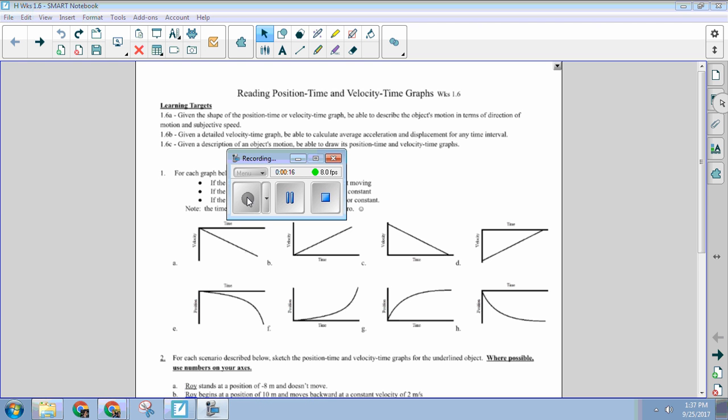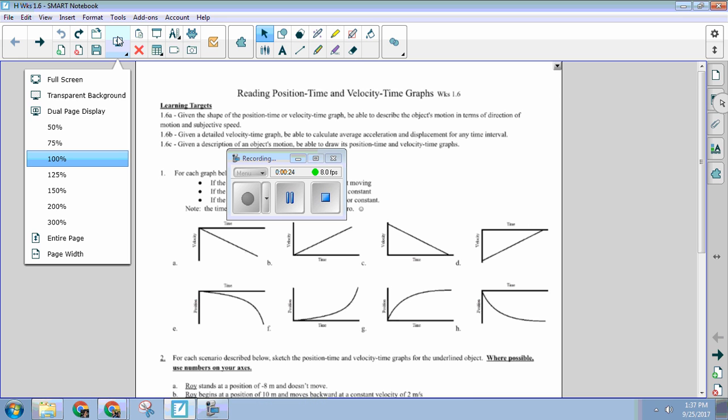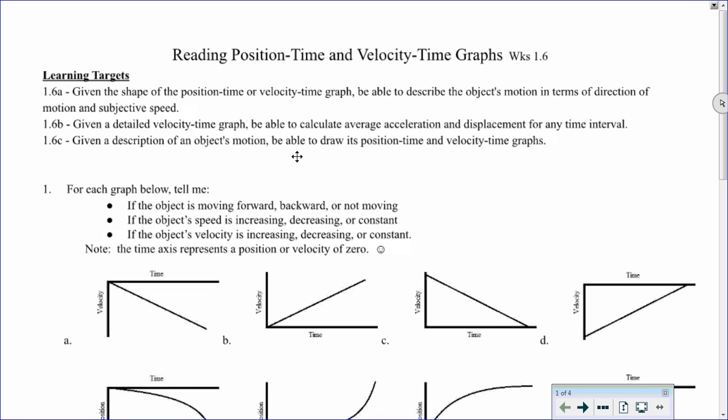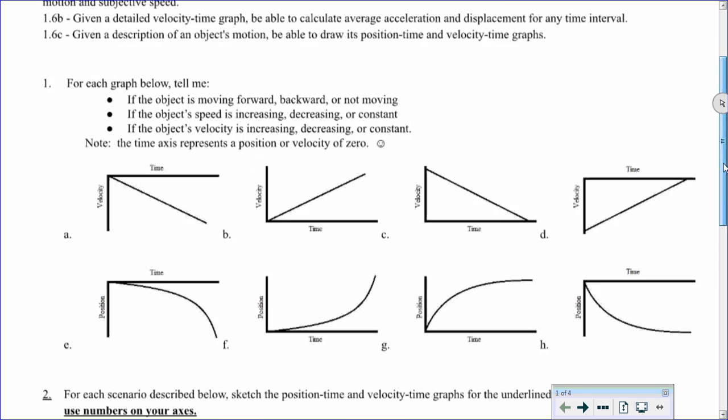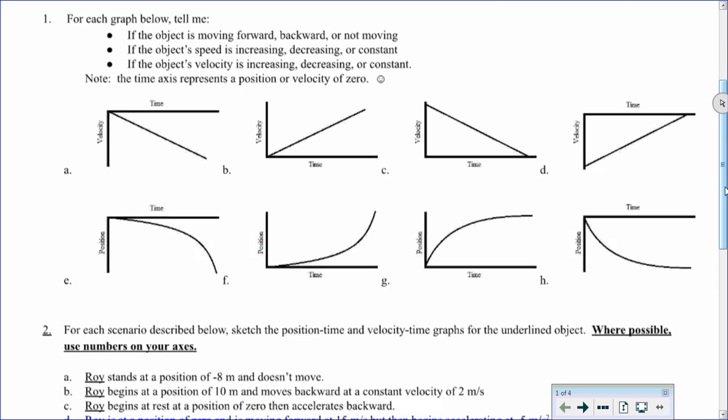So all of the answers were on the sheet except for number 1. So let's go over number 1. Okay. So for number 1, you were given these graphs. There were 4 velocity time graphs and 4 position time graphs. And for each one, you needed to tell me the direction the object was moving, if the speed was increasing or decreasing, and if the velocity was increasing or decreasing. All right?